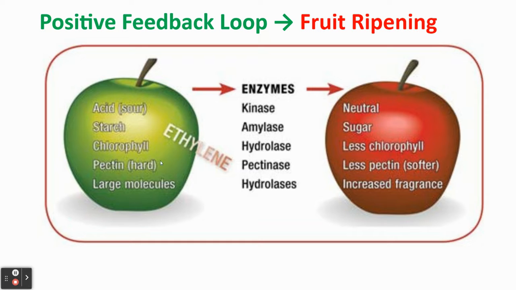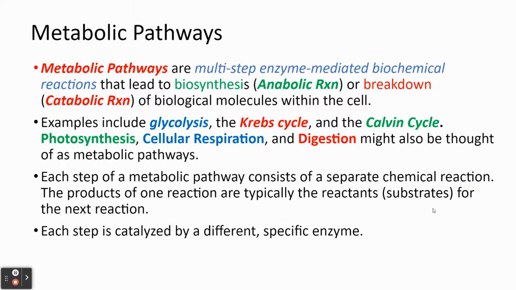Pectin, which makes things hard. If you ever made jelly, you added pectin to it. The enzyme pectinase is going to break that down, produce less pectin. It's going to get softer. Large molecules by hydrolases are going to be broken down into smaller molecules, and many of those molecules play a role in fragrance. Okay. Last thing I want to talk about are metabolic pathways.